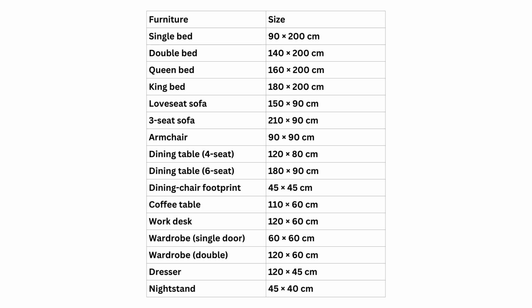For a single bed, typically it's 90 by 200 centimeters. A double bed, 140 by 200 centimeters. I'm just going to show you some overall dimensions, but basically a 3-seat sofa, 210 by 90 centimeters, an armchair, 90 by 90, dining table, 120 by 80, or 180 by 90, dining chair, 45 by 45, coffee table, a couple of dimensions, 90 by 60, 110 by 60, work desk at home, 120 by 60. So you can start with these dimensions to kind of scale down the furniture icons you find online.